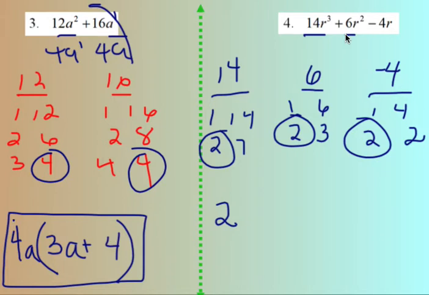So I see that I have an r in each equation, and I can only take out what is my smallest number of r's. So the most I can take out is r to the 1st power. So I can only take out r.